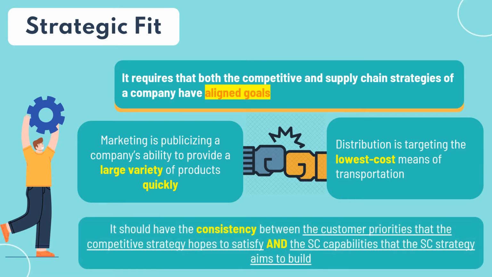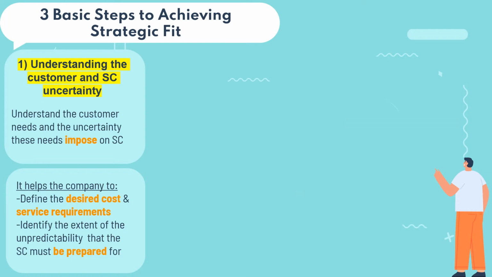It should have consistency between the customer priorities that the competitive strategy hopes to satisfy and the supply chain capabilities that the supply chain strategy aims to build. And these are the three basic steps to achieving strategic fit. First is understanding the customer and supply chain uncertainty. So firms need to understand the customer needs and the uncertainty these needs impose on the supply chain. This helps the company to define the desired cost and service requirements, and also helps to identify the extent of the unpredictability that the supply chain must be prepared for.